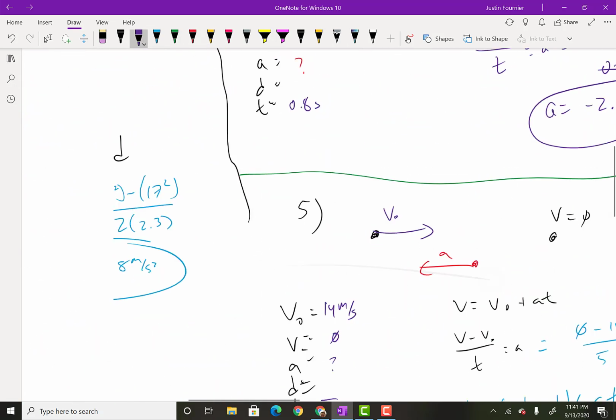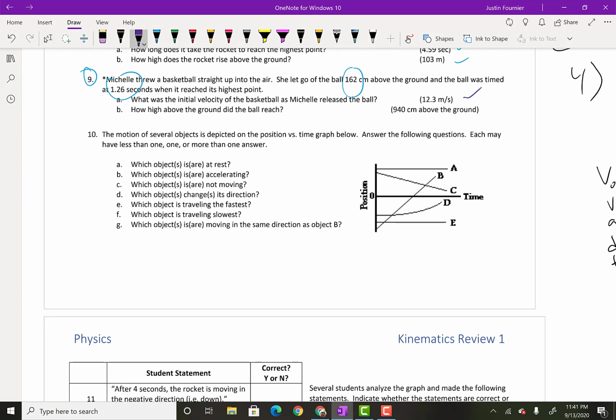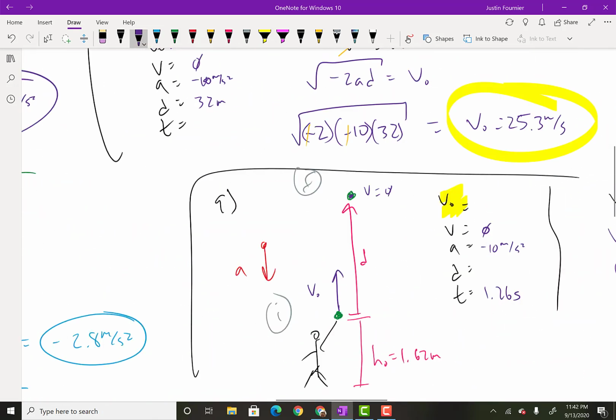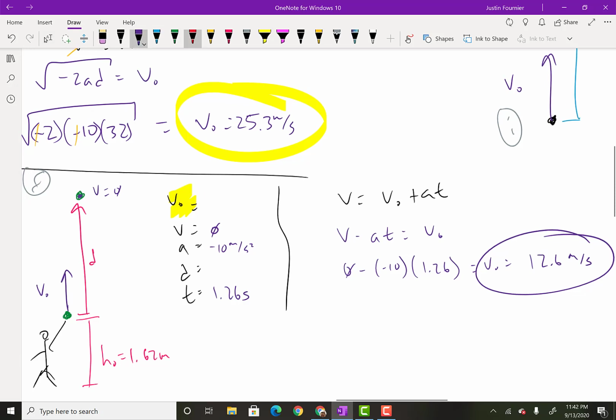And next up, so let's see, 12.6, is that right? 12.3, close enough. How high above the ground did the ball reach? So we got 940 centimeters. Remember, we're approximating at 10, so it might be a little bit different. So how high above the ground did the ball reach? Well, first off, I want to find out what the displacement is.